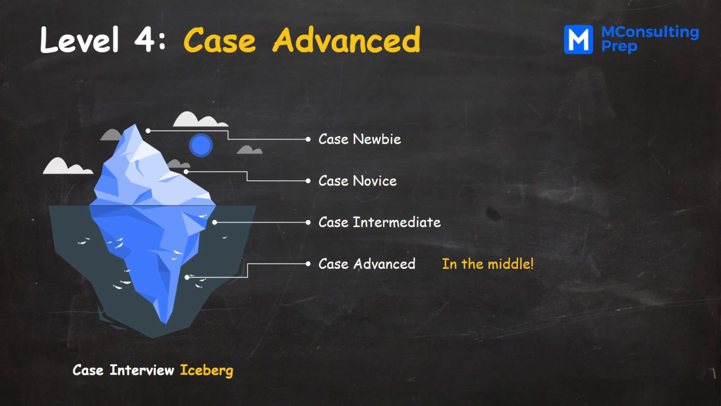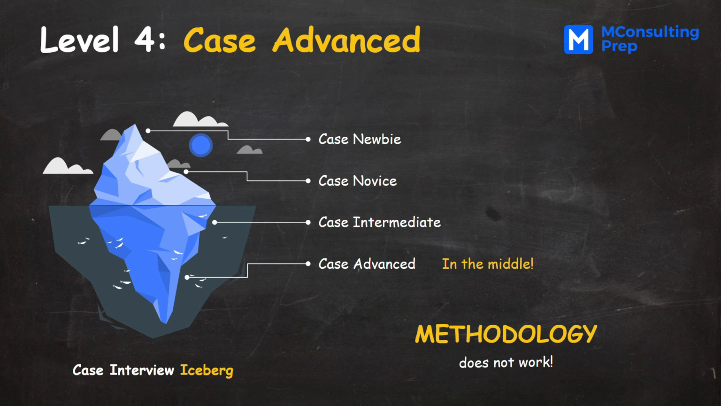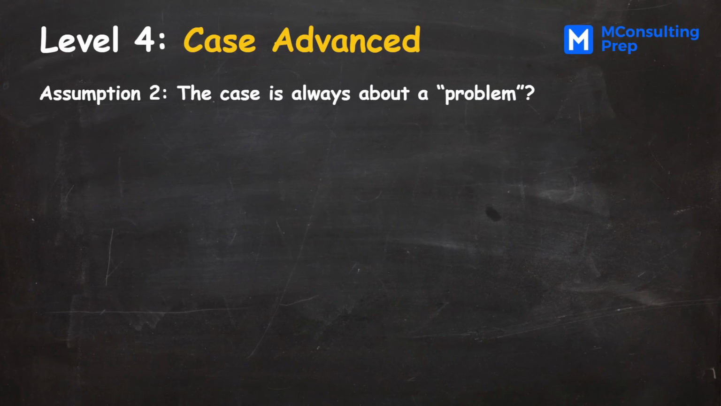Okay, so we are in the middle of level 4. We are discussing scenarios where the Magic Consulting problem-solving methodology doesn't work. We just finished the first scenario. Here's the second. The methodology also fails when the case key question is not about a problem.